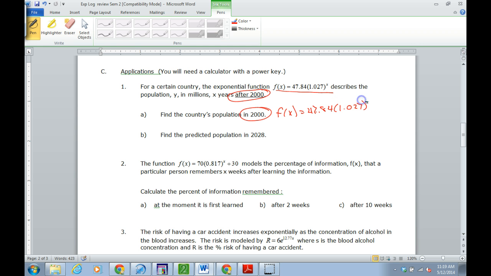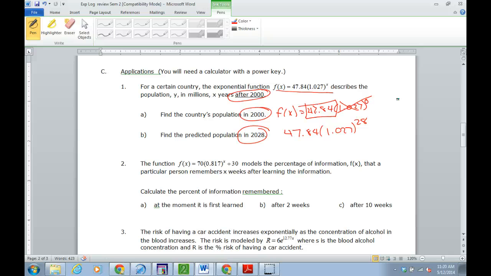So anything to the power of 0 is 1. So this basically goes away, right? So the answer to this would have been 47.84 million people. Anything to the 0 power is 1, no matter what. Okay, so now in 2028, what's my x value? 28. So it'll be 47.84 times 1.027 to the 28th power. So you plug it in and find out what it is.